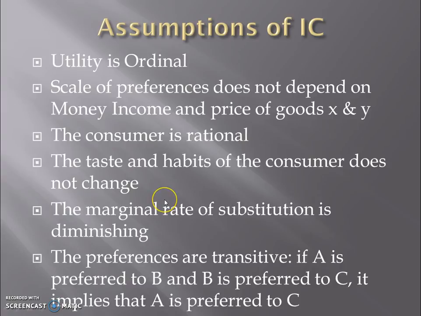5. The marginal rate of substitution is diminishing. The marginal rate of substitution is the rate at which the consumer is willing to substitute some amount of good Y for some amount of good X. And last, the preferences are transitive, meaning if the combination A is preferred to a combination B, and if the combination B is preferred to a combination C, it automatically implies that the combination A is also preferred to the combination C.